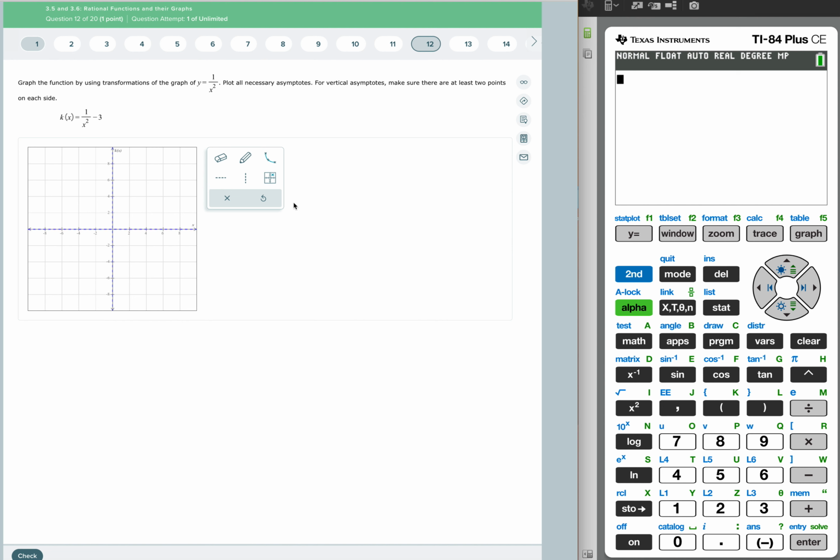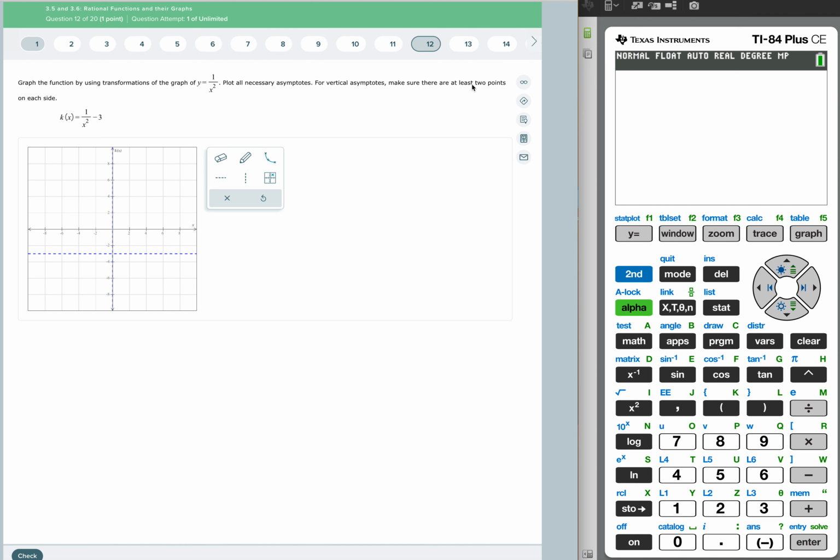Okay, shifting this function, 1 over x squared, down 3, does not change the vertical asymptote. However, it does shift the horizontal asymptote down 3. So we're going to grab it and go down 3. Whoops, it's right there. And then we're going to get an eraser and erase this one, and click that to turn that off.